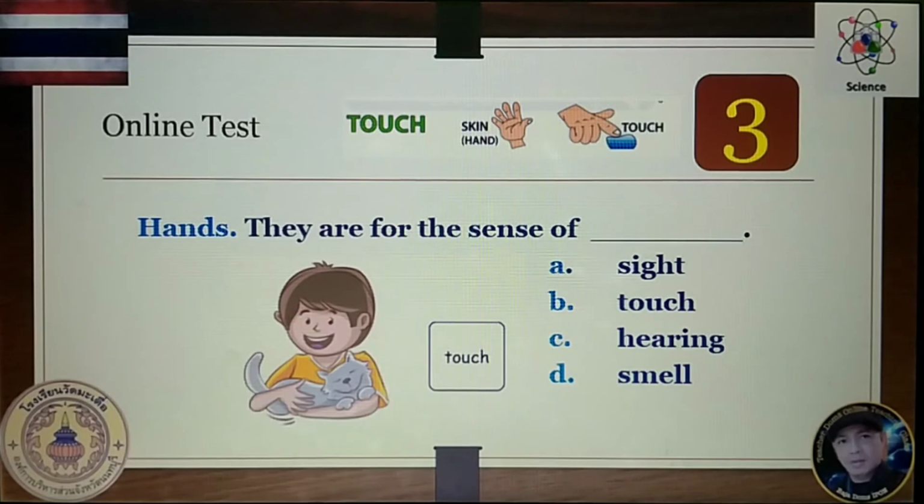Online test 3. Hands, they are for the sense of A, sight, B, touch, C, hearing, D, smell.